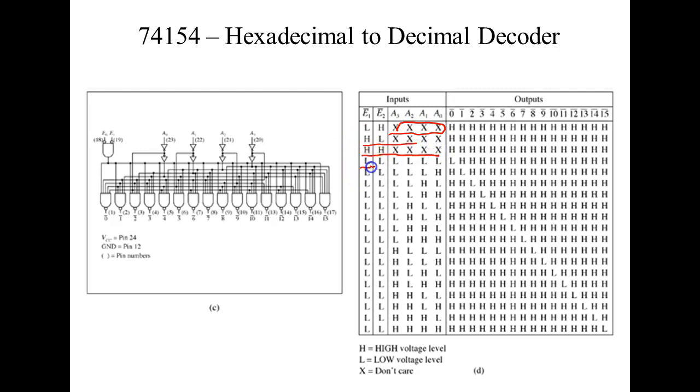If they both go low, then whatever we put on the input, if I wrote down that binary number and converted it to decimal, that would be a what? That would be a 0. Well, we notice which output went low. 0. This would be a 1, this would be a 2, this would be a 3, 4, 5, 6, 7, 8, 9, 10, 11, 12, 13, 14, 15. Okay? So, 74154s.